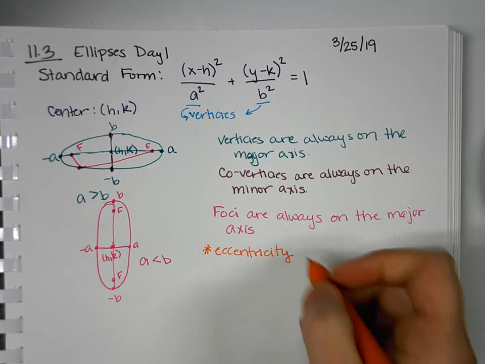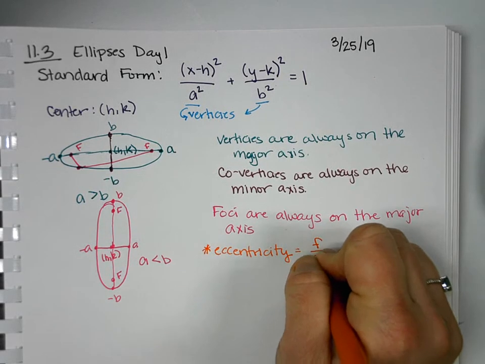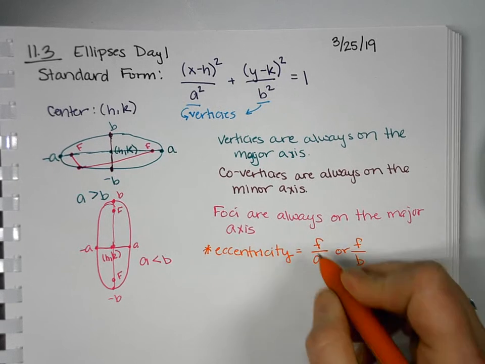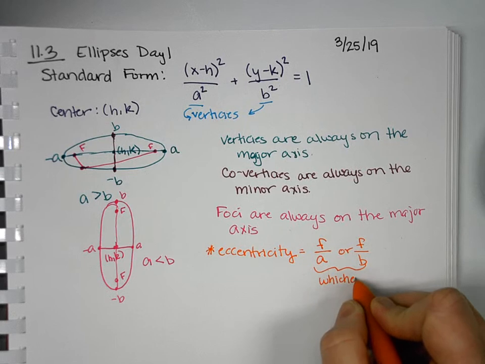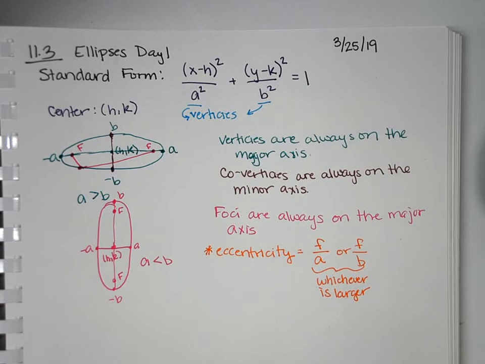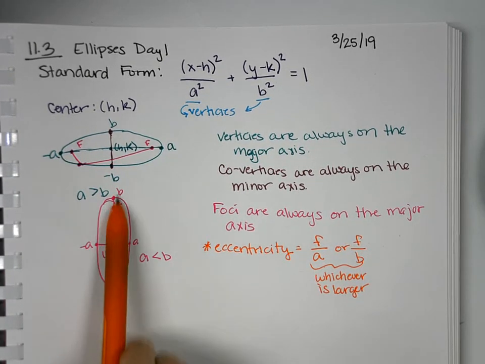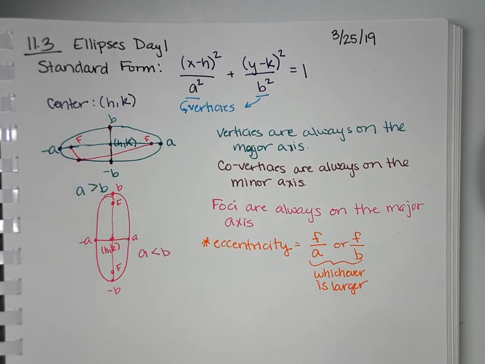And so we have a way, eccentricity, to tell. And how you do it is it's F over A or F over B. You use whichever one's larger. So let's say you had a vertical ellipse. I'd use B because B is going to be bigger than A. If I had a horizontal, I would use the F over A because A is going to be bigger. So whichever one is bigger is the one that we're going to use in our formula.